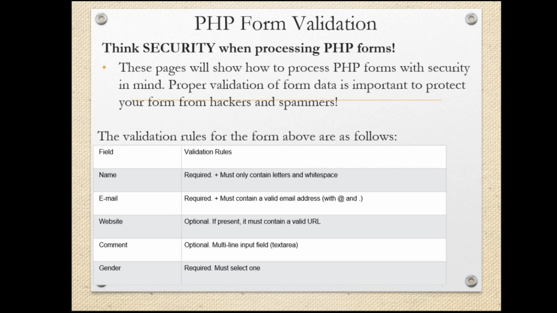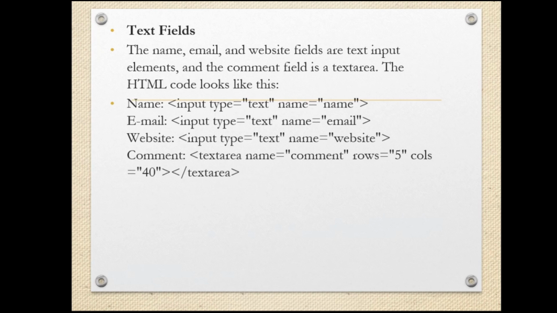For example, www.google.com. So it will just check whether the website you have entered is correct or not. Next one, we have comment. Again, it is optional. It is a multi-line input field, a text area. Next one is gender. Again, it is required, and you must select only one. As we have seen, for gender we use a radio button, so it is compulsory, it is required, and it selects only one option at a time. This is the explanation that I have given right now.